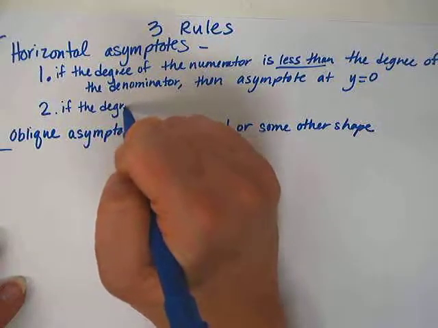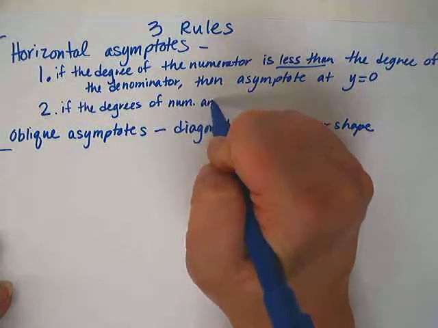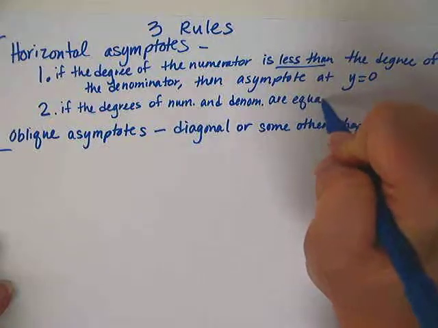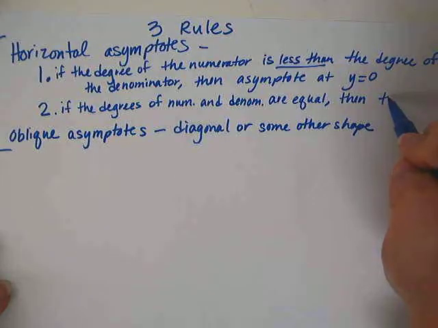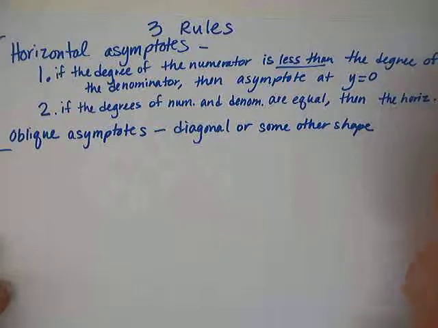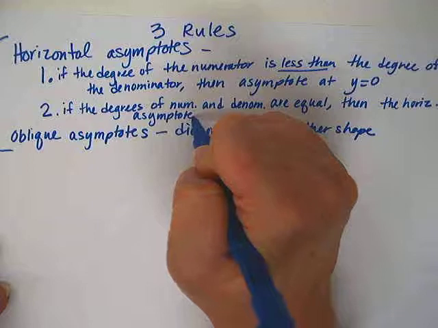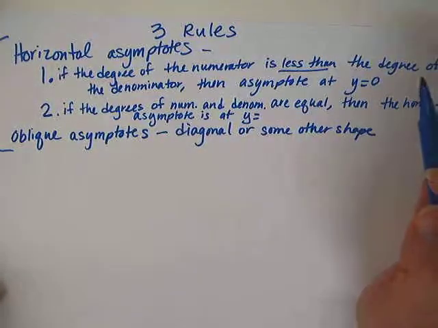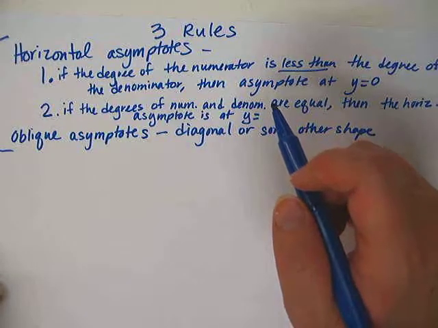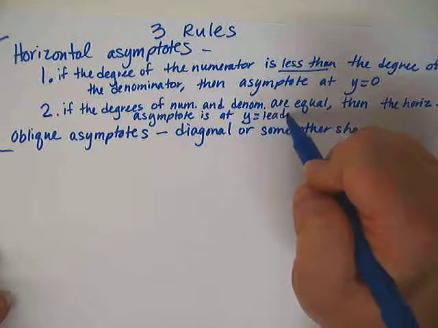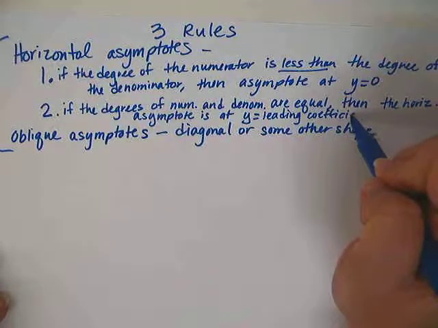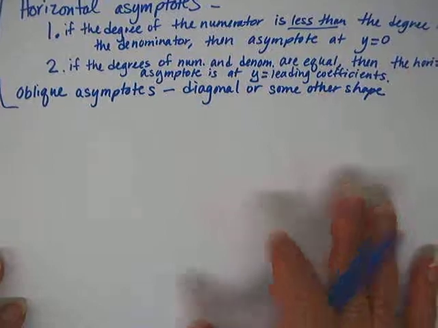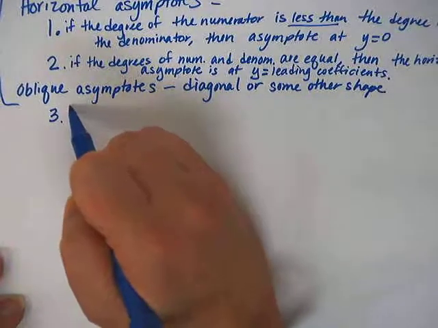Rule 2. If the degrees of the numerator and denominator are equal, then the horizontal asymptote is at y equals, and this is tricky to explain. It's easy to show and it's not hard to find, but it's the leading coefficients of the top polynomial and the bottom polynomial. So I'm just going to call it the leading coefficients, and when you see some examples, it'll make more sense. Sorry, I think I'm writing too small and too far, so I can't even zoom it in. I'm kind of off today.